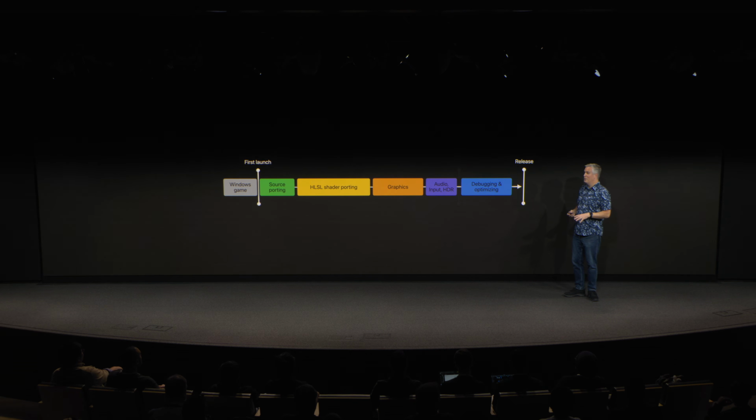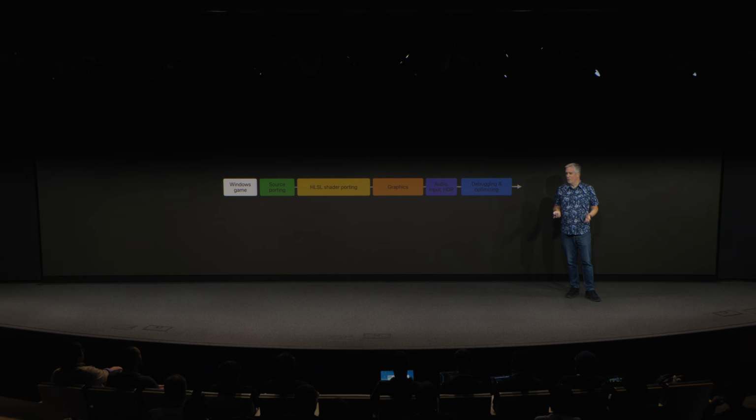With the help of the Game Porting Toolkit, you can now see your game's first scene running on the platform much earlier, and I'll also show how the Game Porting Toolkit helps simplify some of the other porting steps too. But first, you have a Windows game. So let's work out how we run it on Mac.